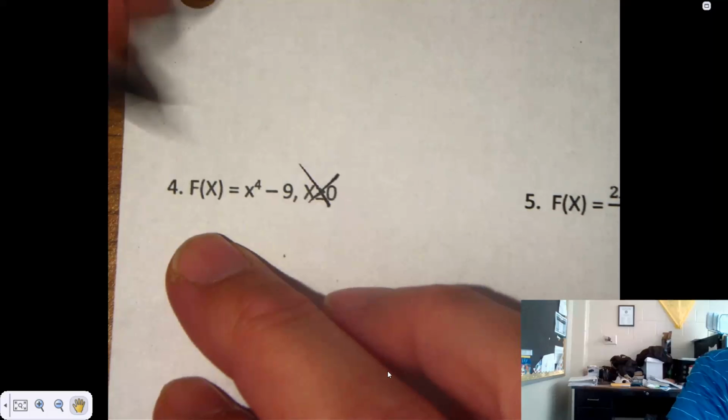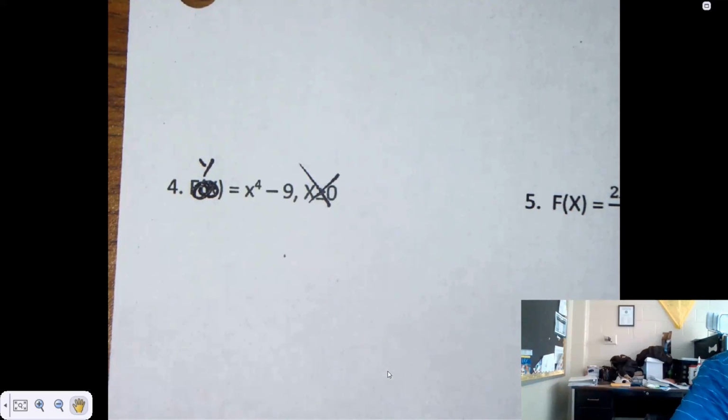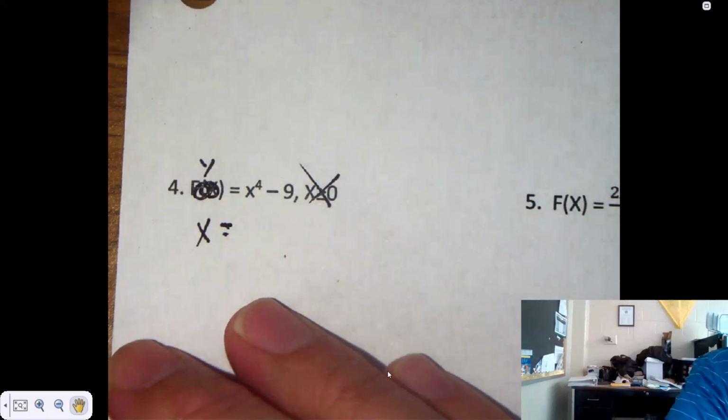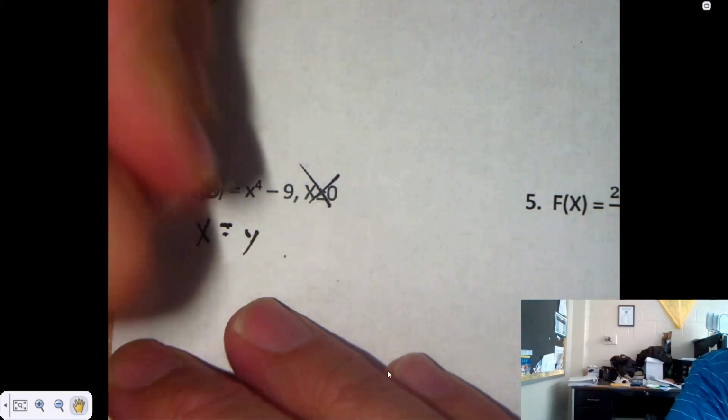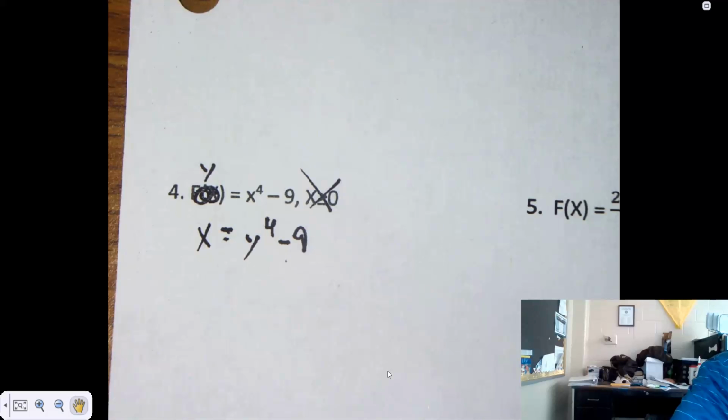But this f of x is really a y. When you write an inverse, what does y become? X. And what does x become? So x is y to the fourth minus 9. Now what are you going to do next? You're going to add 9.